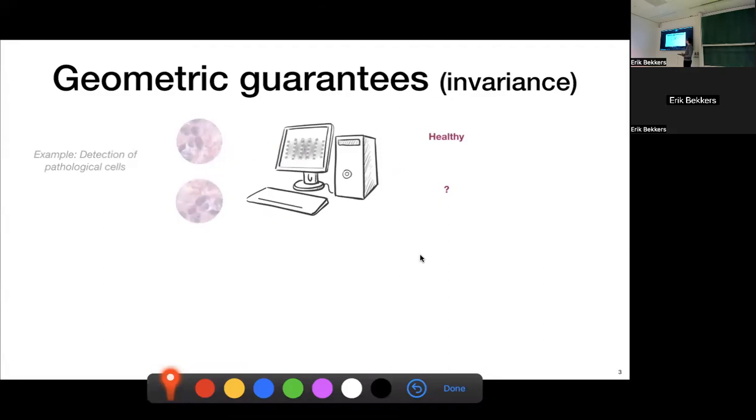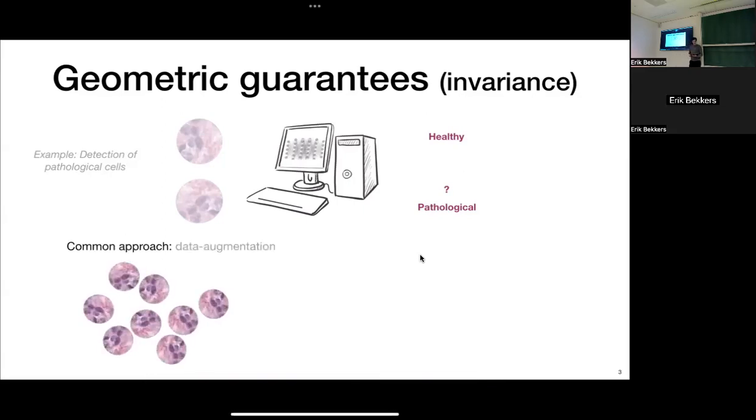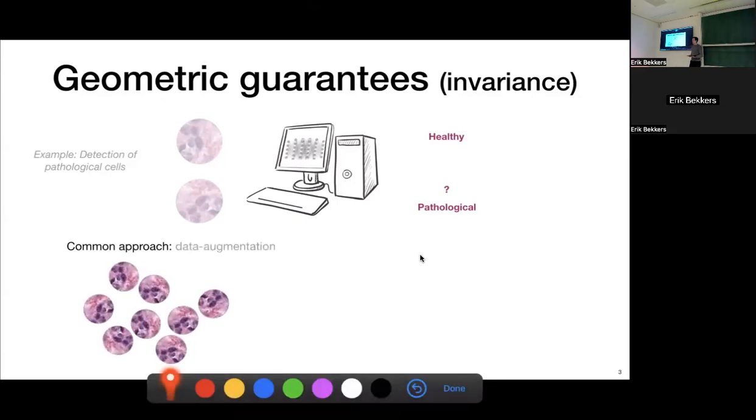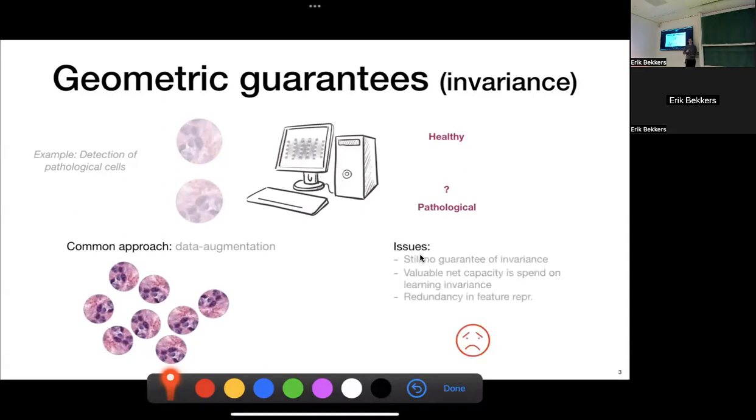This is actually not guaranteed by these neural networks. And we often see the opposite label pop up just by a mere rotation of this sample. And that's obviously not what you want, especially not in clinical practice. So a solution to this is data augmentation. It's typically done: you create rotated samples, keep the target label the same, feed it to your neural network, such that it learns to be invariant to these kinds of variations.